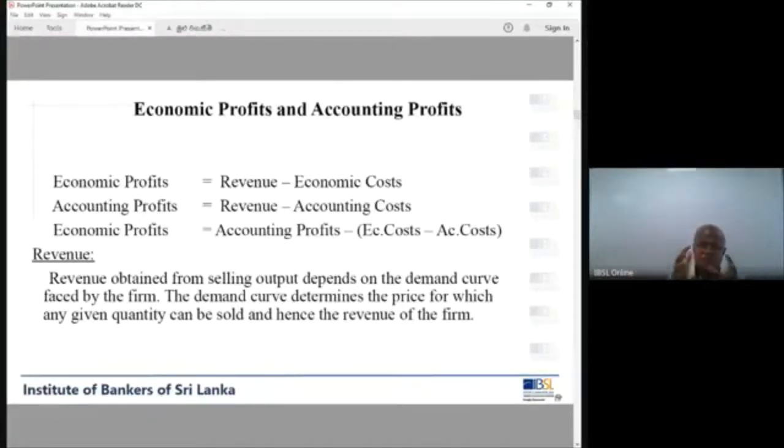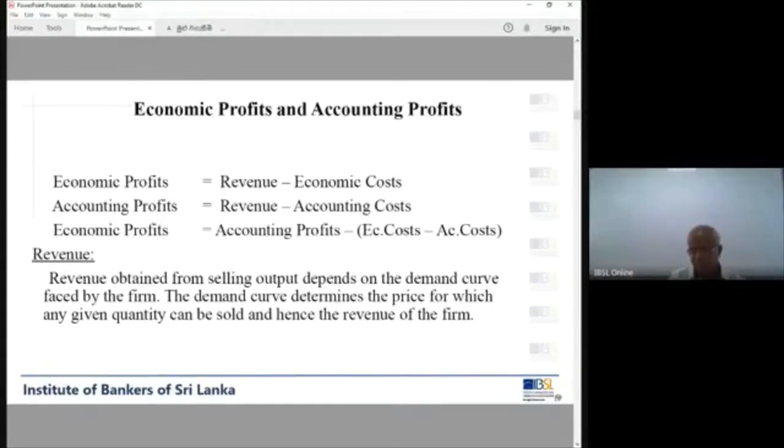Economic cost is the accounting cost plus the opportunity cost of factors of production: land, labor, capital, ownership, and so on. Generally, companies all over the world do not compile their P&L accounts in terms of economic cost. Only the accounting cost concept is used, because calculating opportunity cost is very difficult.